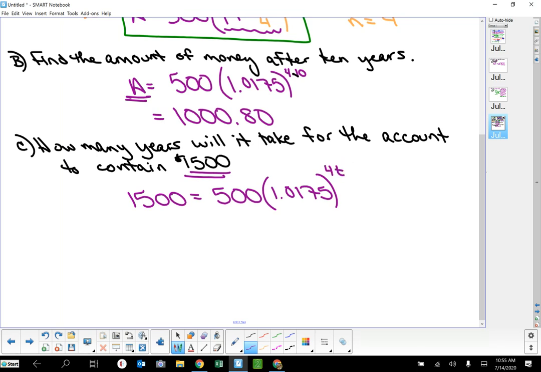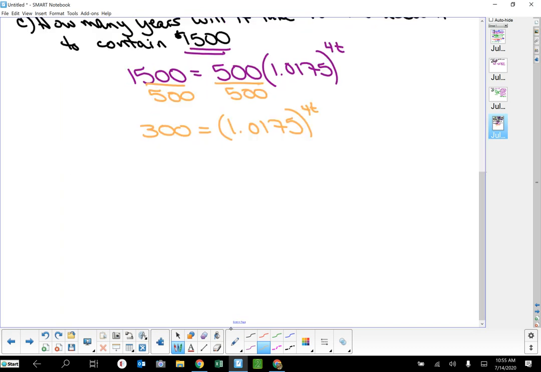Okay, so what we're going to do is divide the 1,500 by 500 and get rid of this leading coefficient here. So this will be 3 equals 1.0175 raised to the 4t. So what we're going to do is we're going to go graph this. And we're going to graph this.